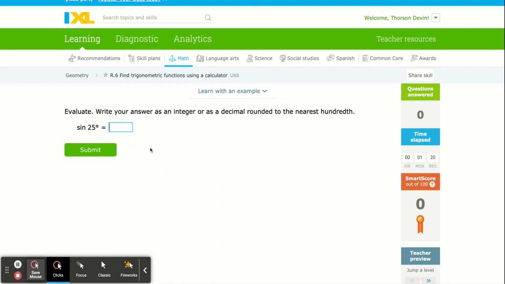So again, all I want you to do is be able to take a calculator, and I'm doing this right now, sine of 25, and it gives you a long decimal, and it says to round your decimal to the nearest hundredth. So I do 0.42, and you're done.